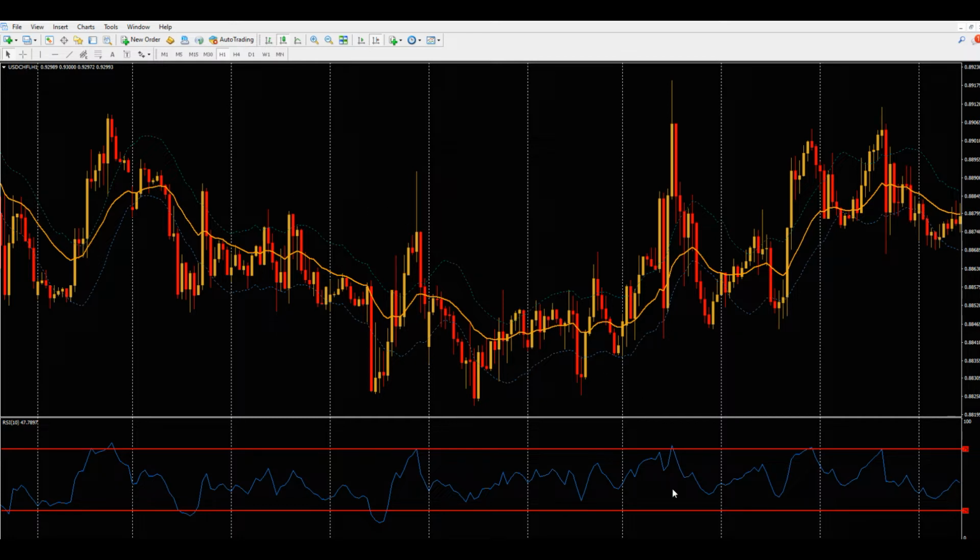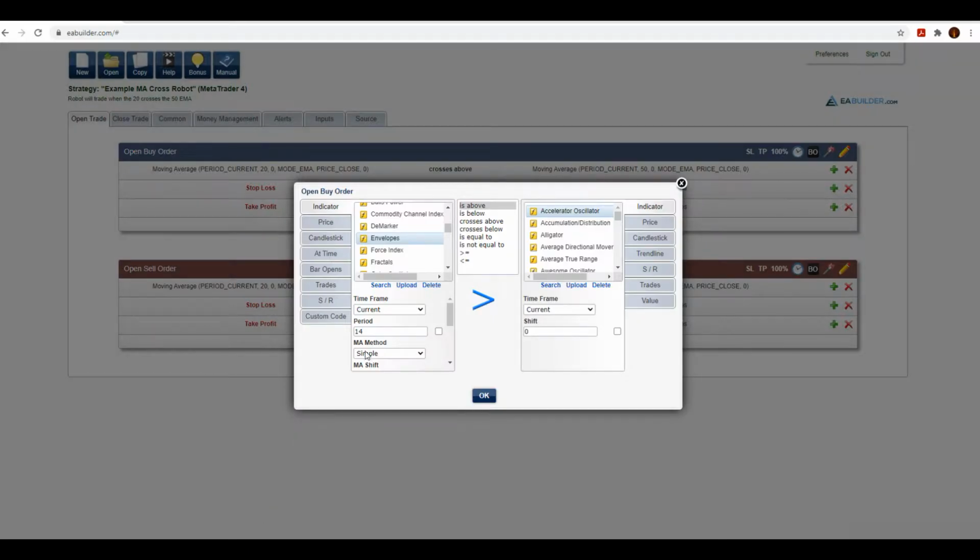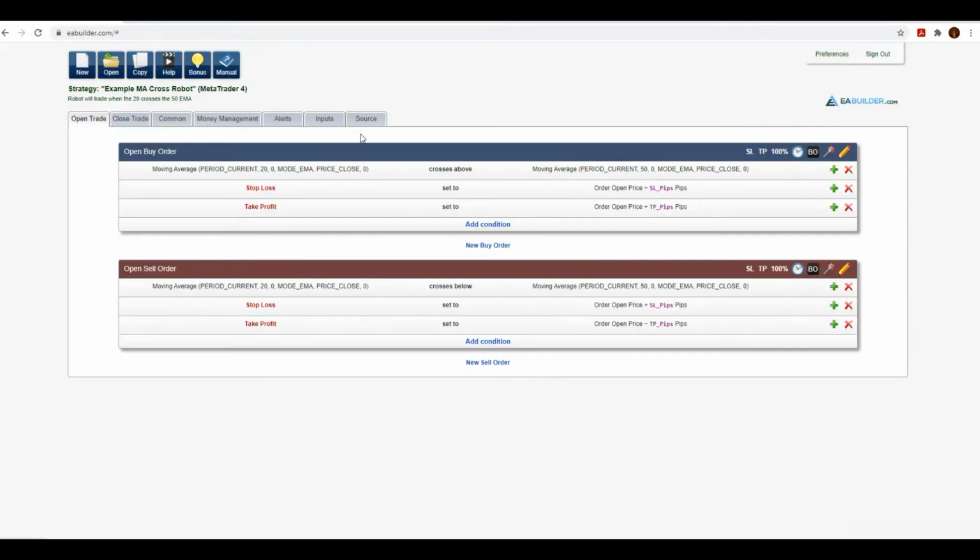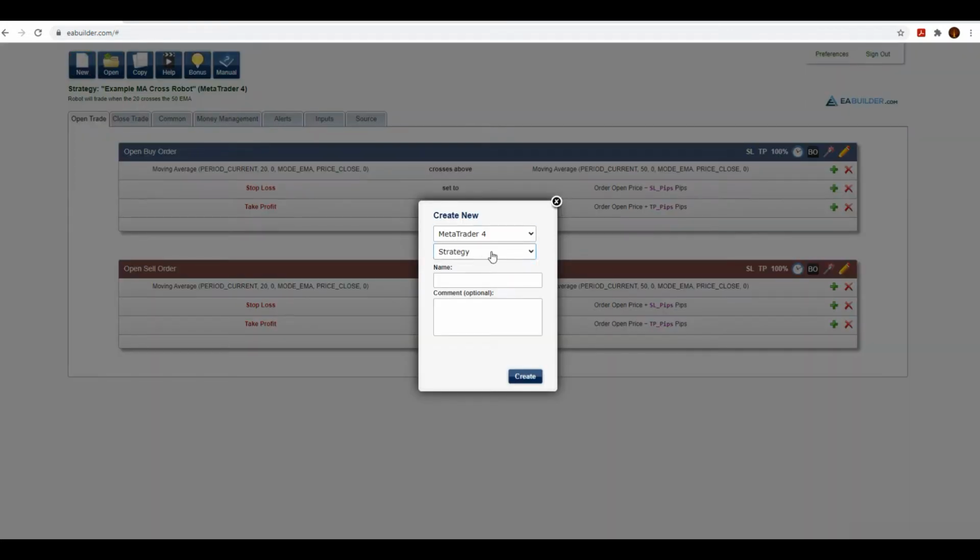All right, so real quick, let's jump over to our EA builder program here, and let's close this out. Let's go to new, and we want a new strategy, and let's just name it. What do you guys want to name it? Let's name it 3 indicator.